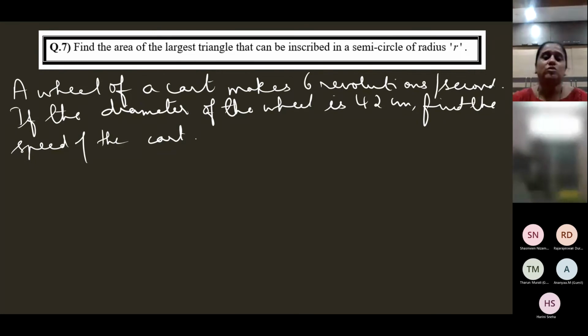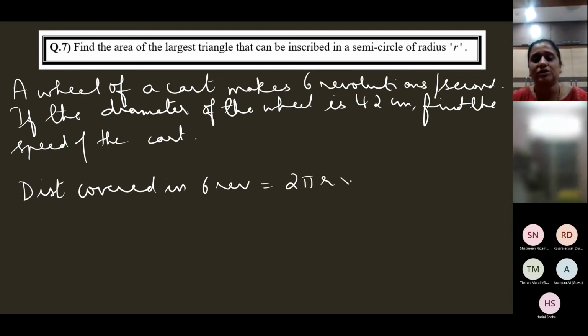792, ma'am. Okay. So the distance covered in 6 revolutions is equal to 2 pi r in 1 revolution into 6. So how much is it? 792. What's the unit? Centimeter, because the radius is in centimeter. So 792 centimeters. Now tell me, children, this distance, 792 centimeters, is covered in what time?